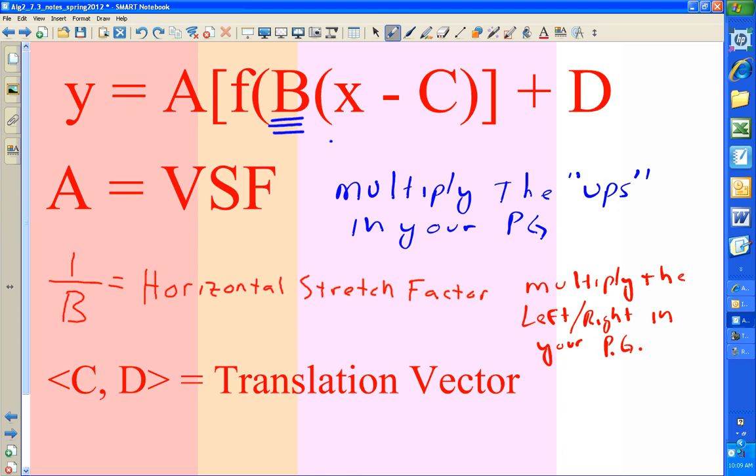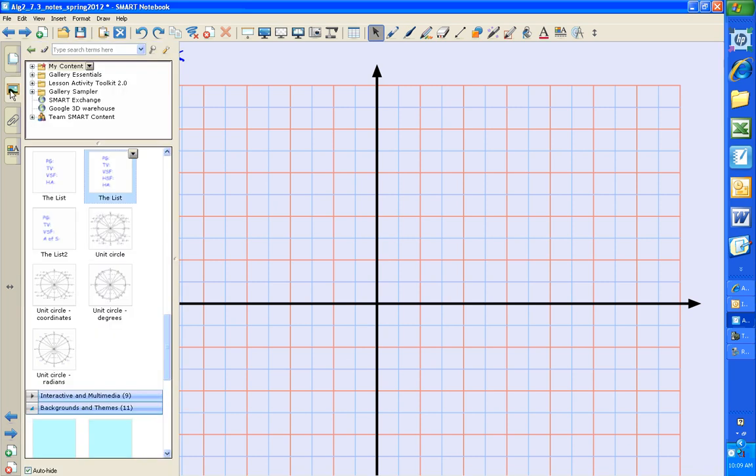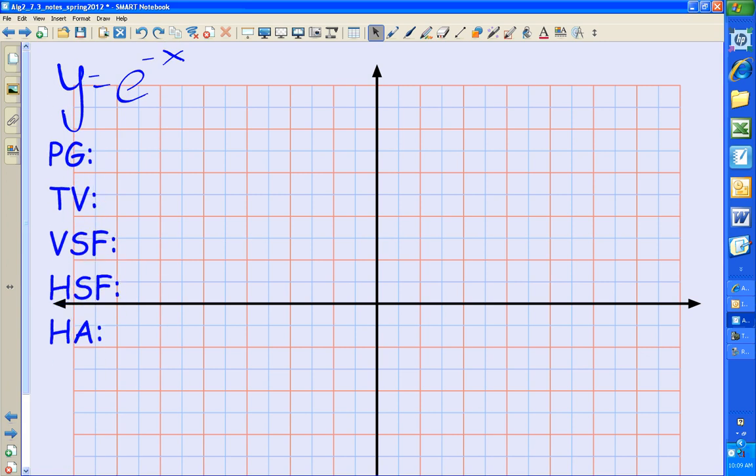Okay. So the first one that we're going to look at is y equals e to the negative x. And when you make your list now, because this is not a parent graph, we need to include in our list the horizontal stretch factor. Now the only thing this graph has is a horizontal stretch factor. Everything else, more or less, remains the same. The parent graph is y equals e to the x. Translation vector 0, 0. Vertical stretch factor is 1. We're not doing anything there.